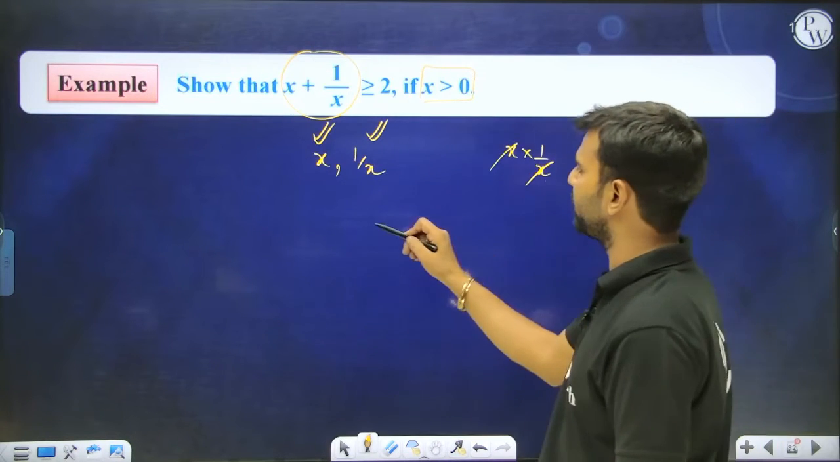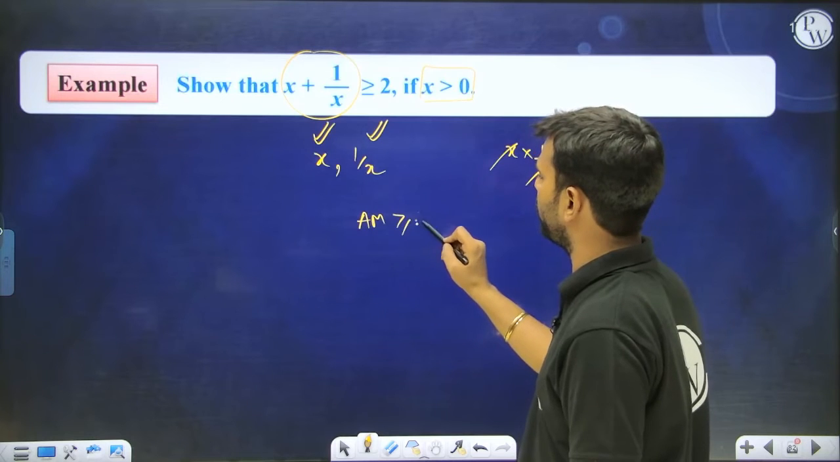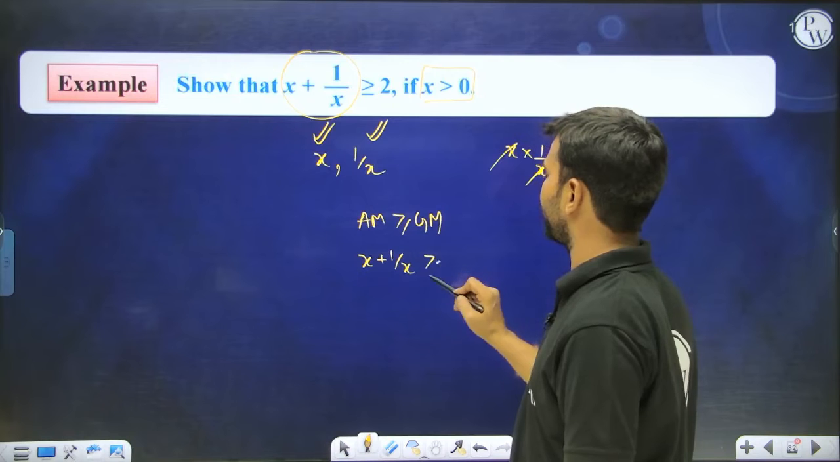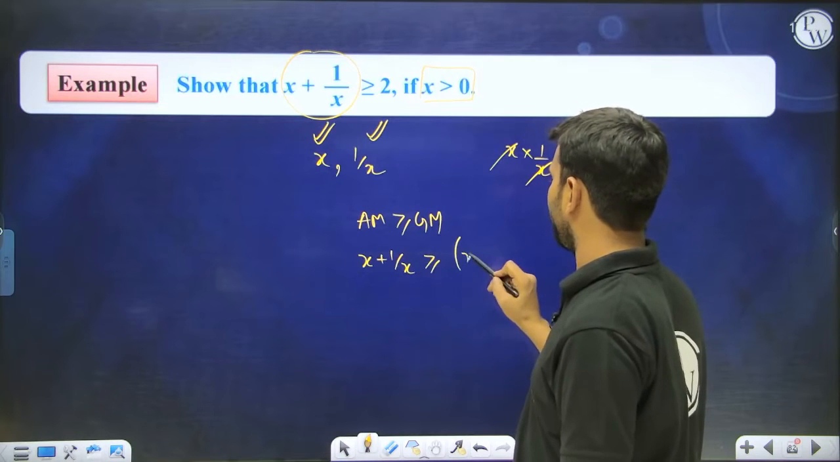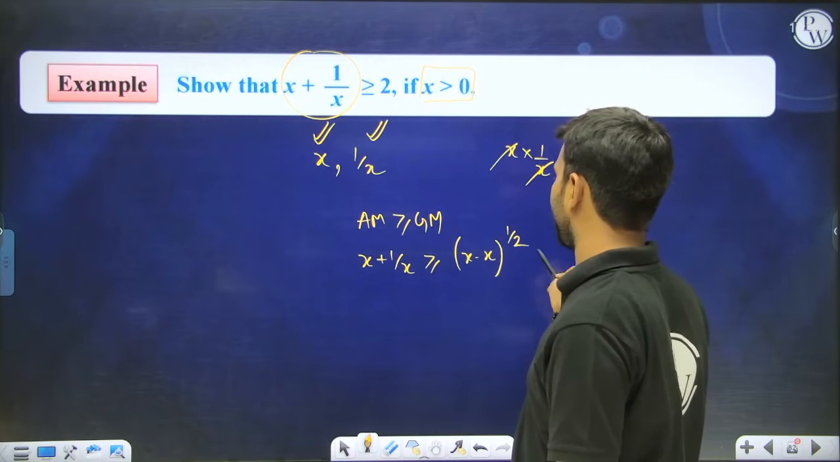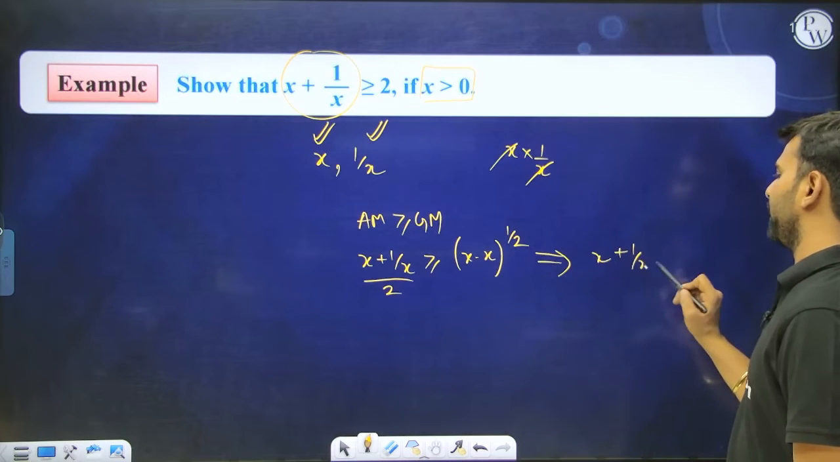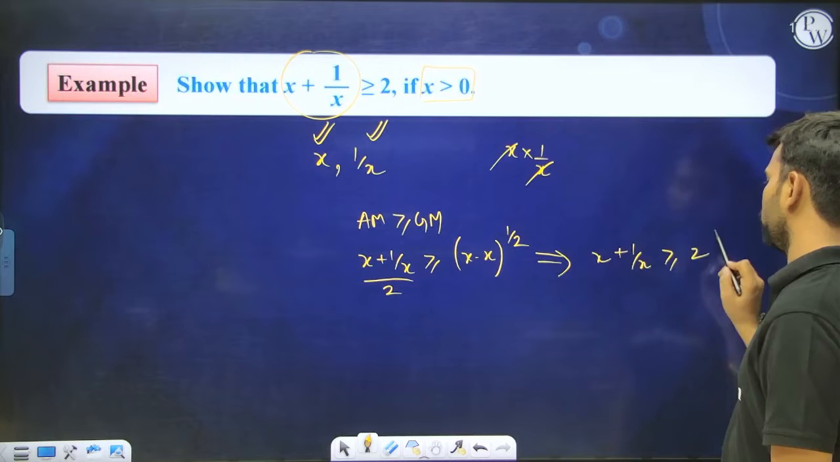So we can write down that the arithmetic mean of these two numbers has to be greater than or equal to the geometric mean. So x plus 1 by x has to be greater than or equal to their geometric mean. The geometric mean of the two numbers can be written like this. So we can say that x plus 1 by x will be greater than or equal to 2.